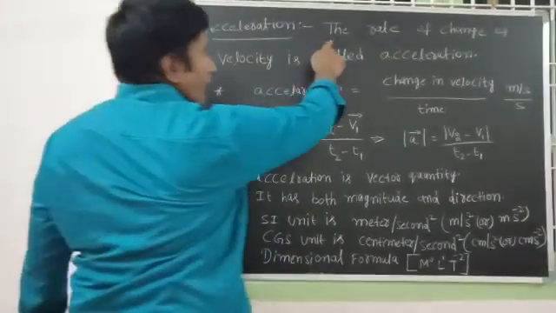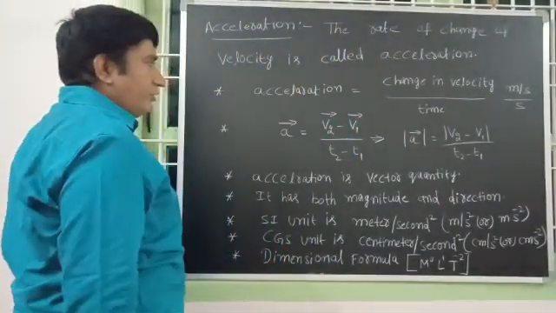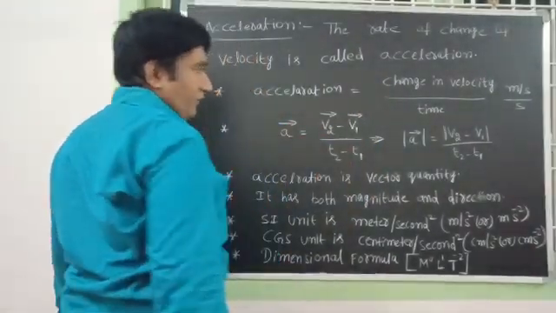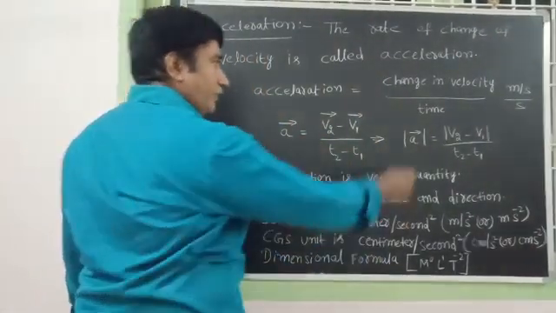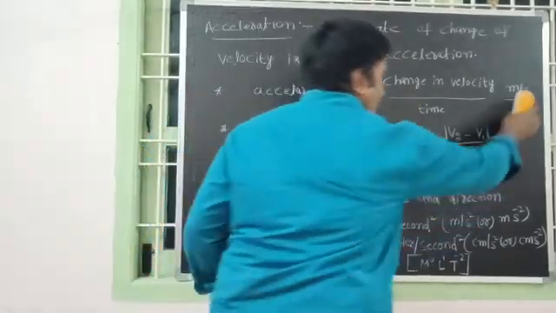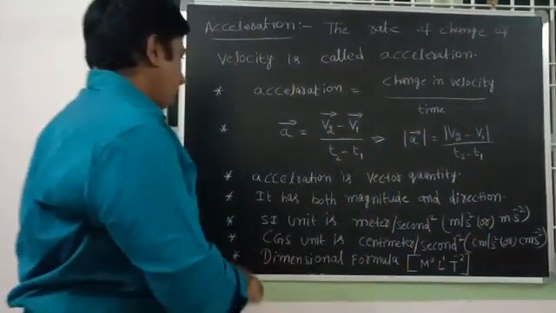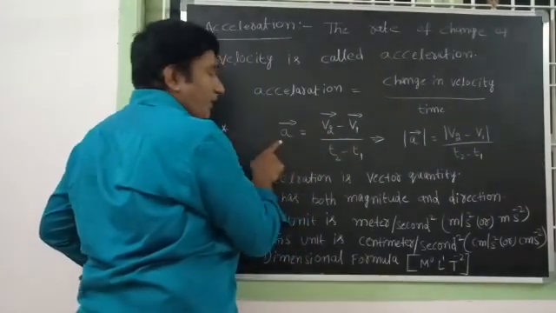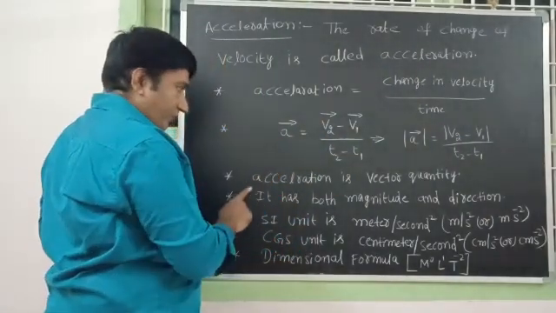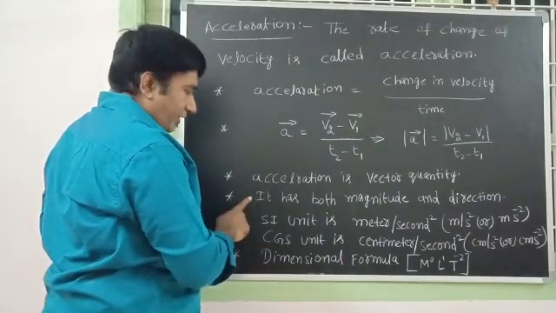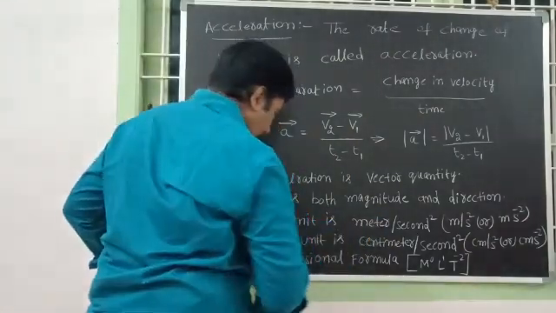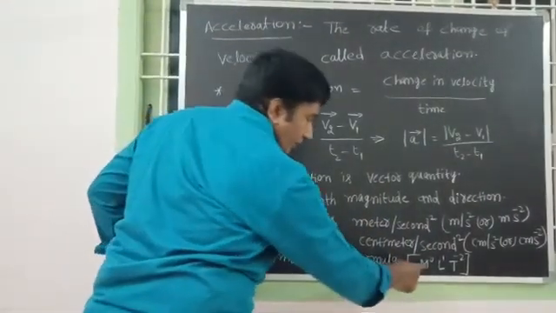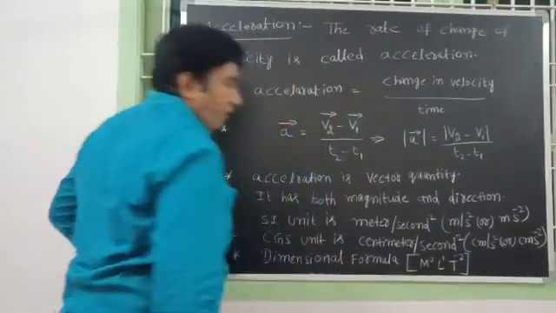So the rate of change of velocity is called acceleration. We can write acceleration as change in velocity by change in time. Acceleration a is equal to v2 minus v1 by t2 minus t1, because acceleration is a vector quantity, so it has both magnitude and direction. The units are meter per second square. CGS units are centimeter per second square. The dimension formula is M power 0, L power 1, T power minus 2.